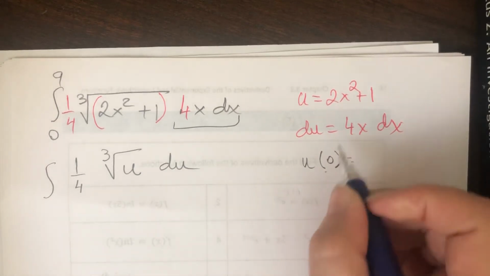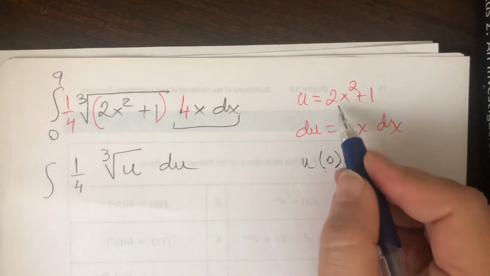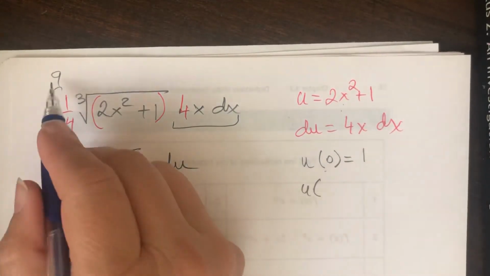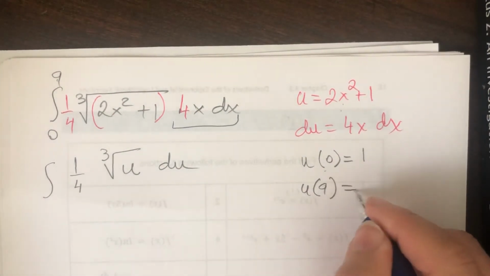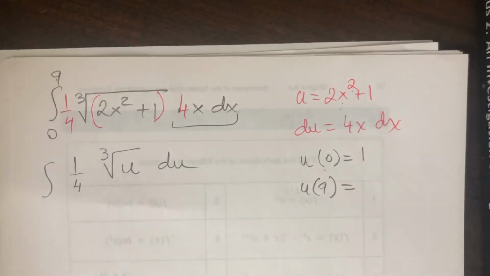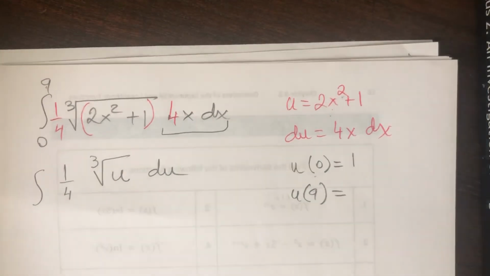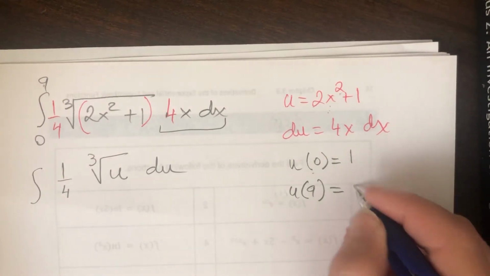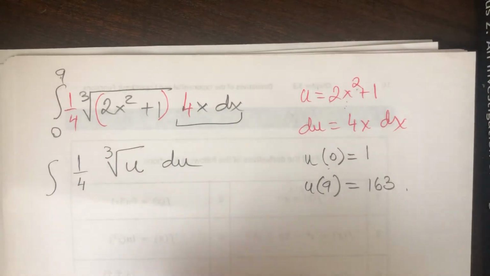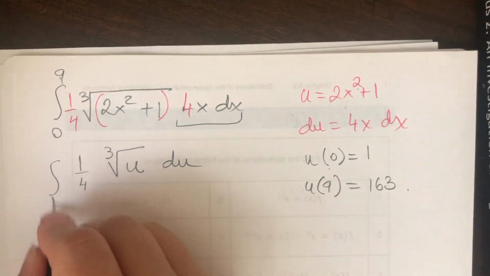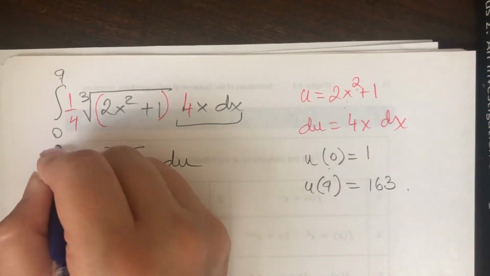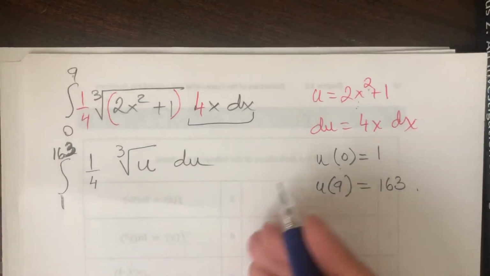So what's u when you make x 0? So when you plug in a 0 for x, you get a 1. And what's u if you make x 9? That's going to be 9 squared is 81, 162 plus 1 is 163. Okay, put it in your calculator. Eventually, you still have to find these values, even if you put it in place of x's, or in terms of x's again. So these are your two new limits of integration, right? And now your story is all about u. There's no reason to get back to x.